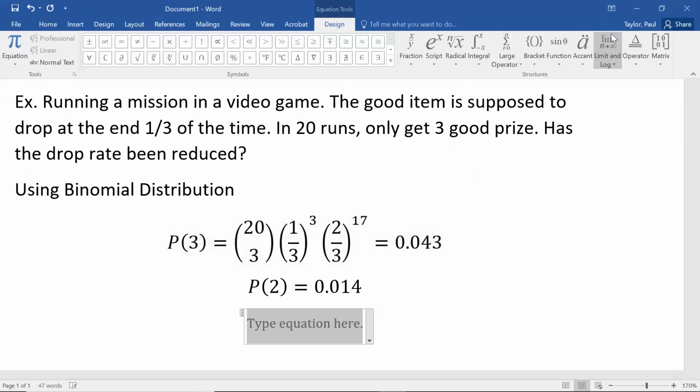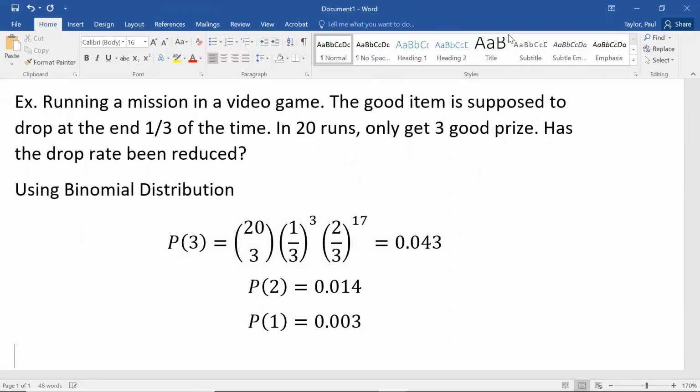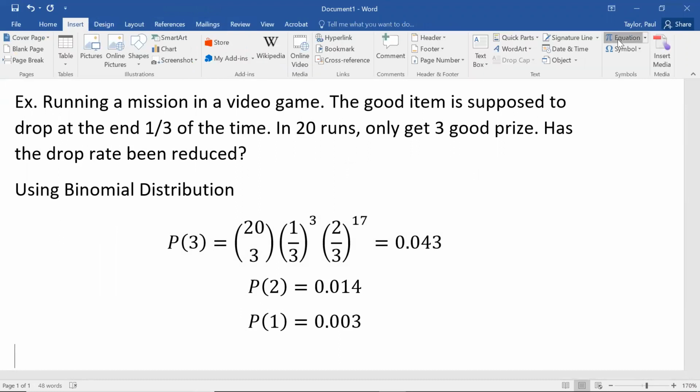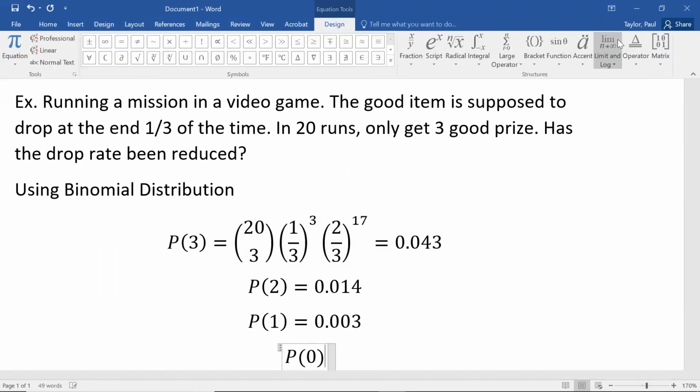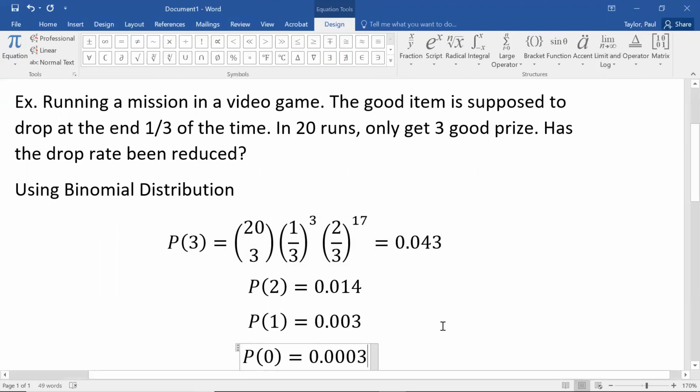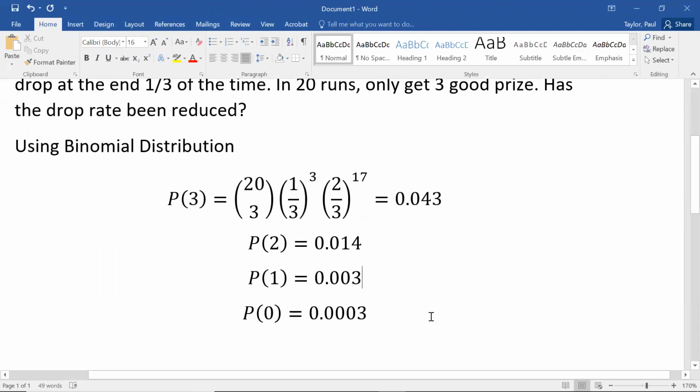And it would be even worse than that if we got a 1 or a 0. The probability that we only get 1 of the prize is less than 1%, 0.003, and the probability that we get none of the one we want is 0.003, quite unlikely, 3 out of 10,000. Now, if we add all of those up, that would give us the probability that we get 3 or something even worse.